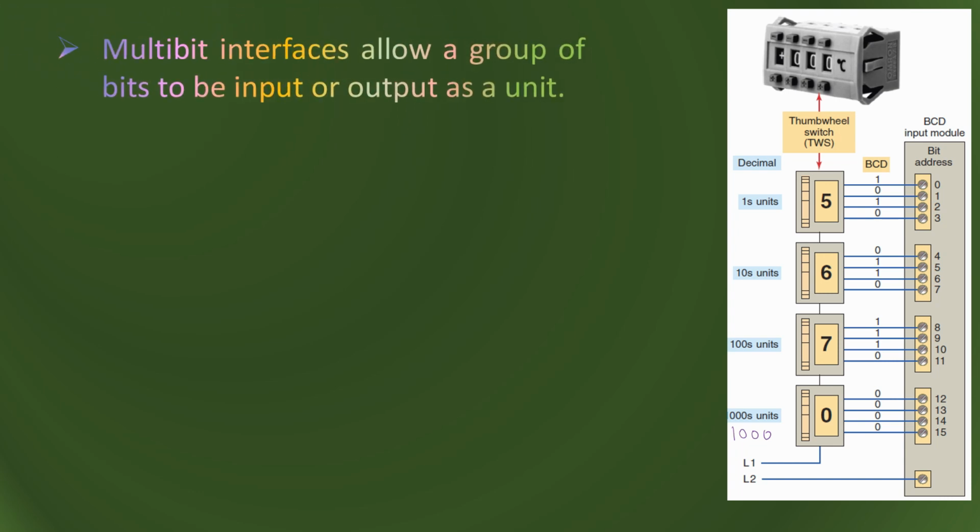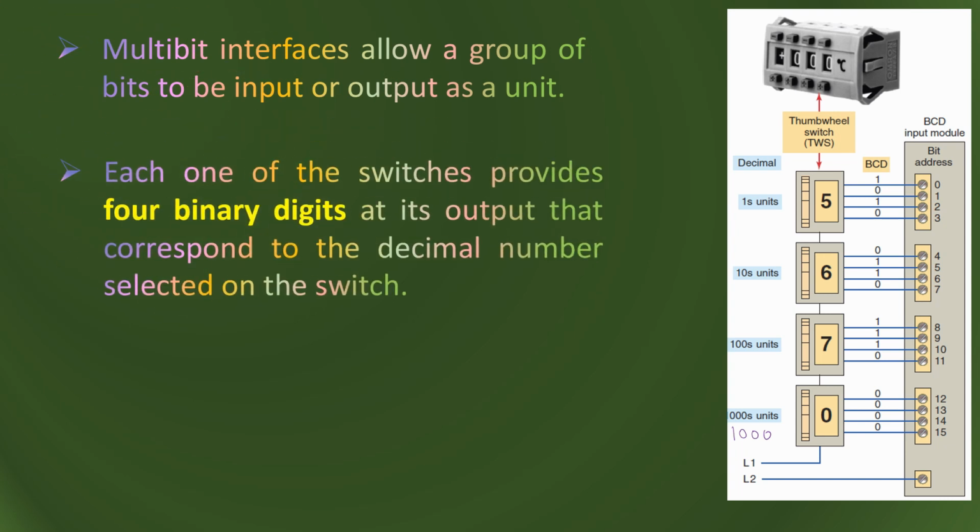So the multiple interface allows a group of bits to be the input or the output. Here the thumb wheel is the input and it has 4 bytes. This means it is one complete register, and if this is input data, we can use a move instruction to display it to the output devices.